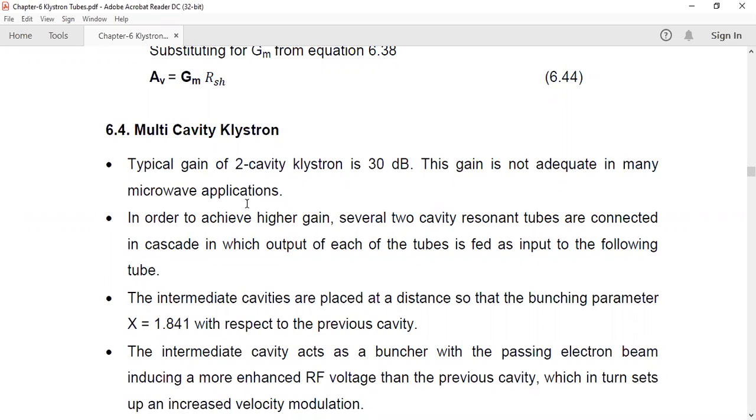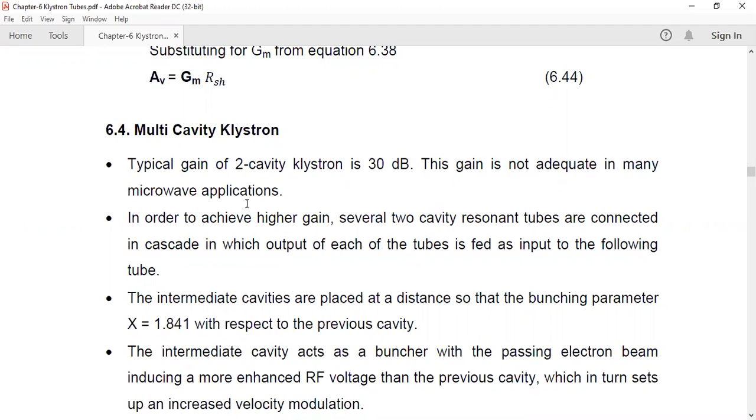So the two cavity klystron is basically an amplifier. You can convert it into an oscillator also, by giving the feedback. Generally they may not ask, but if it is possible, it is possible. Suppose they ask one more question: the two cavity klystron can be converted into an oscillator by giving the feedback.